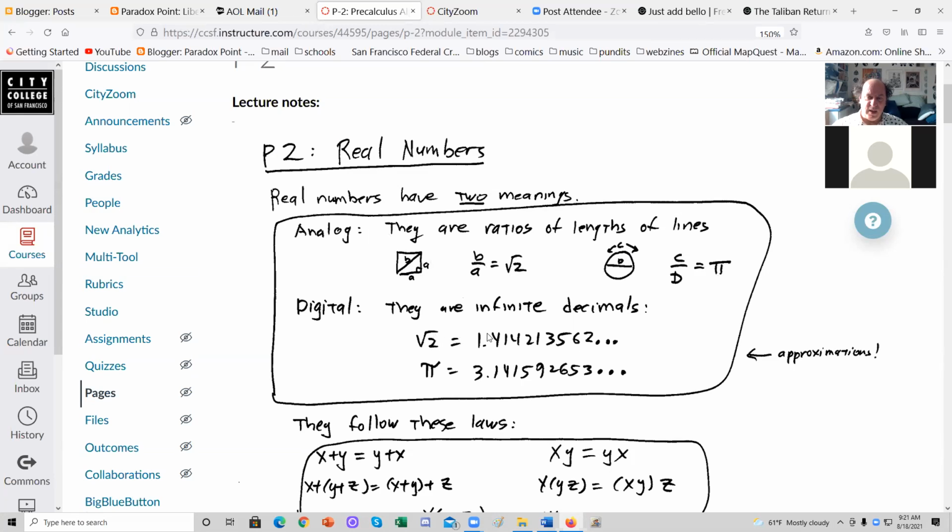The digital meaning is that they're infinite decimals. Square root of 2 is 1.4142135562, and so on forever. Pi is 3.14159265535, and so on forever. This ... means that these are only approximate values for these real numbers. Although, of course, up to here after this is 9 places, so these are less than a billionth. So these are close approximations.